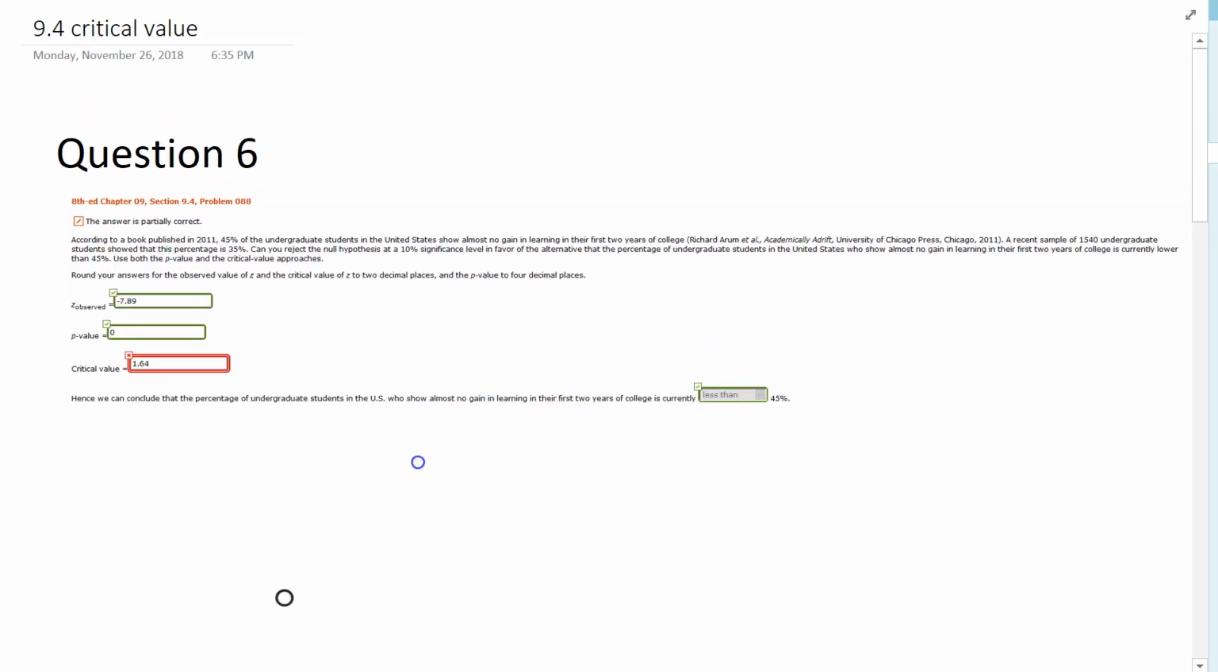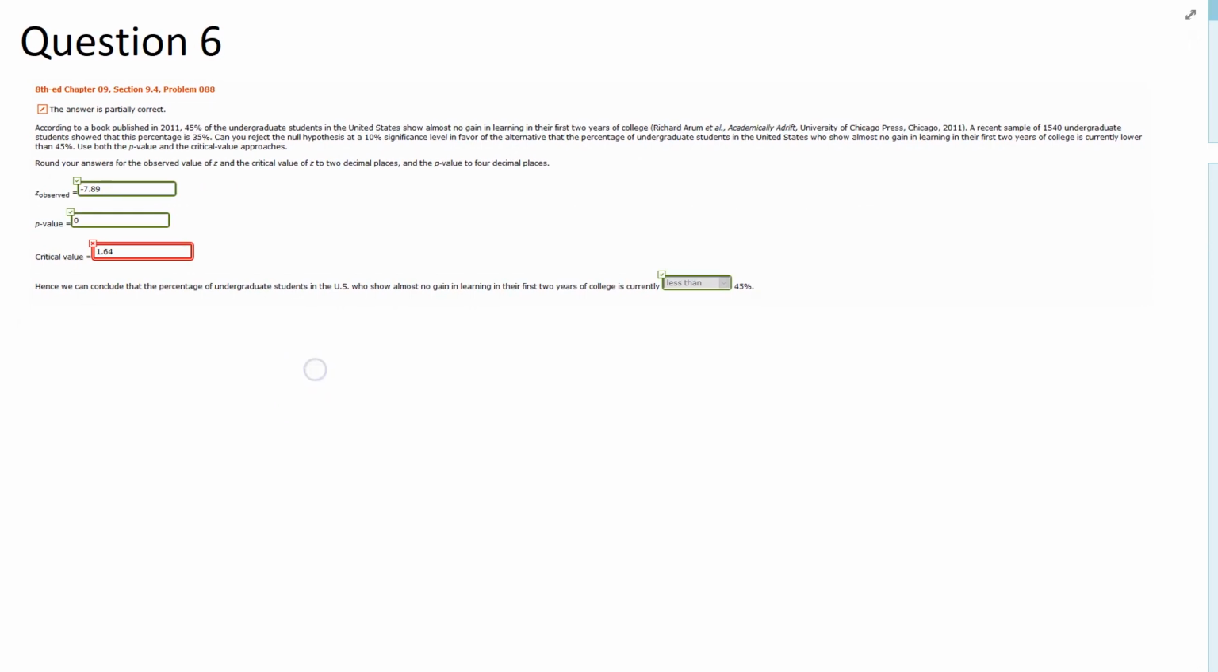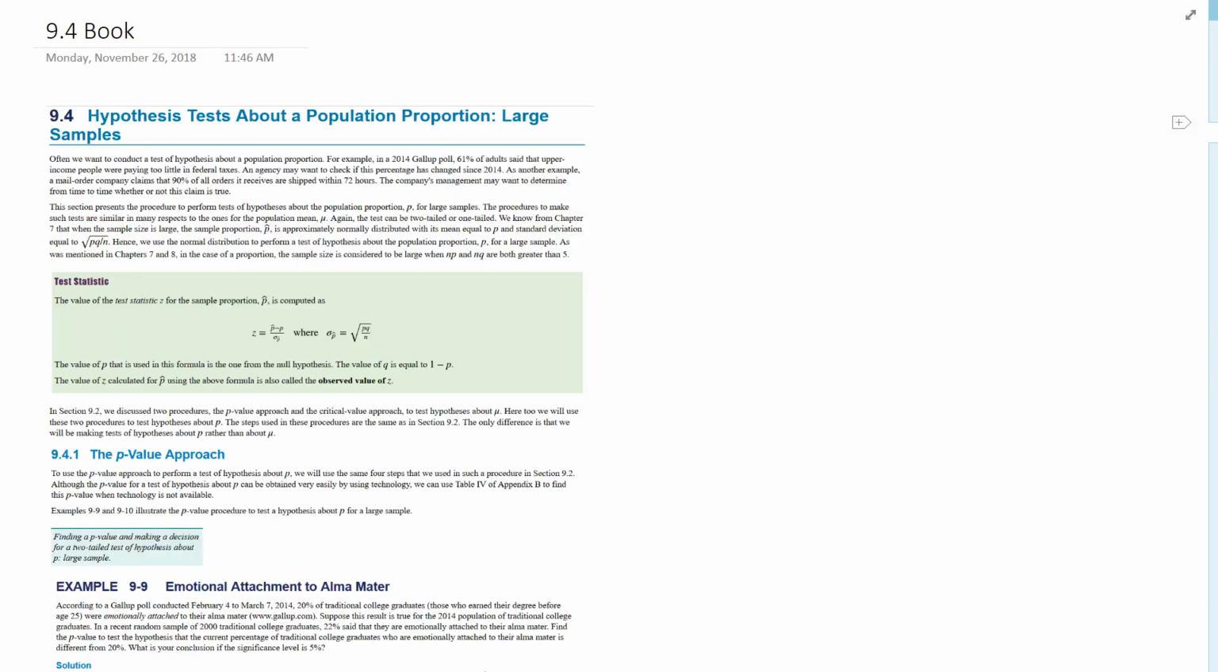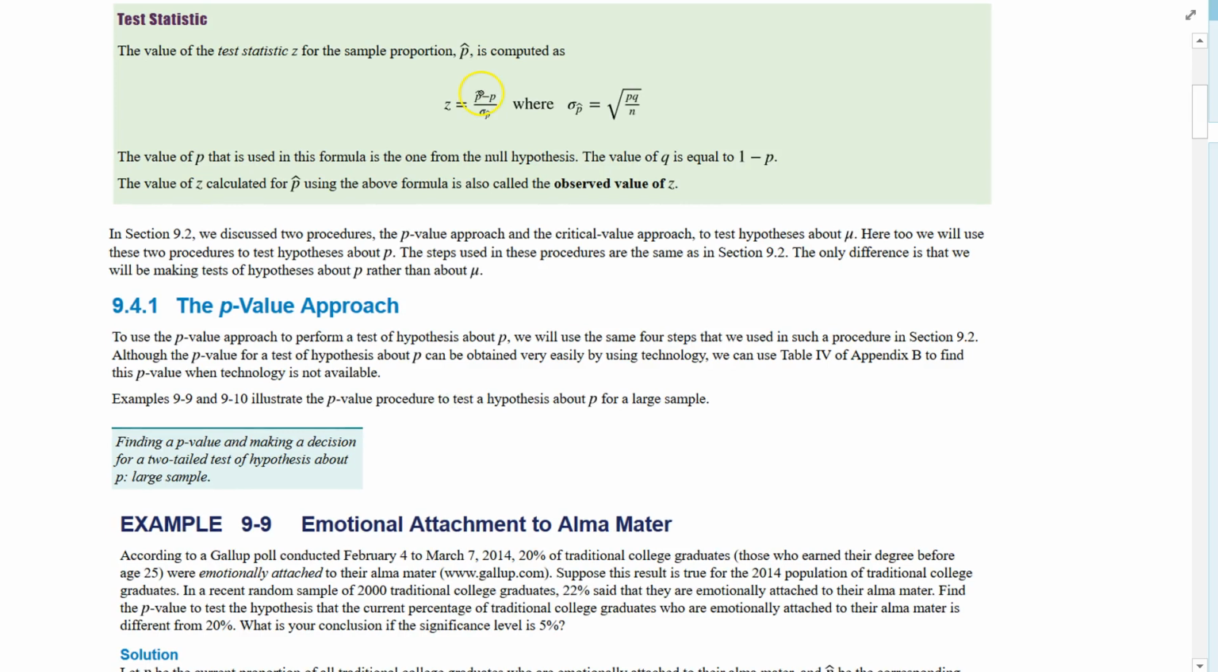In this video, we're going to look specifically at the critical values. This is question 6 on 9.4. We need to calculate Z observed, and if we look at the book, to calculate Z observed, we're going to have to take the sample proportion, p hat, minus p, divided by the standard deviation of p hat, which is calculated here.